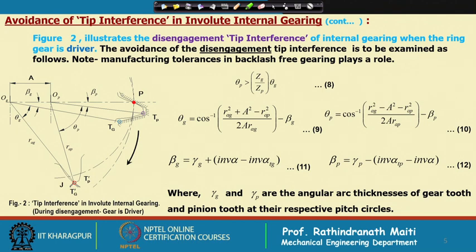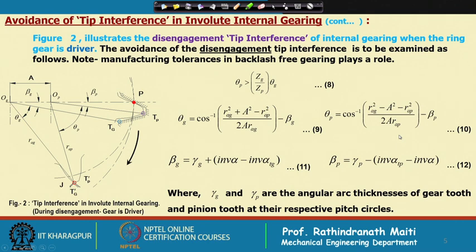Ideally they should be equal, but usually gamma g will be slightly less than gamma p, because to avoid jamming there will be backlash. That gamma g minus gamma p can be considered as the backlash there. Gamma p will be less. So due to this backlash, this tip interference will be avoided automatically, provided there is no tip interference during the engagement. It is automatic, but still we can consider everything and calculate in this way.